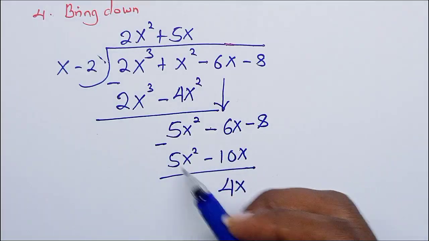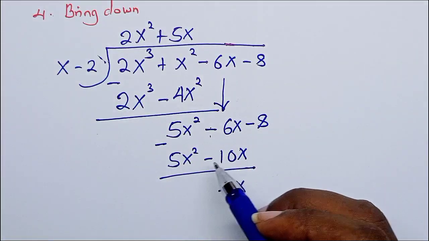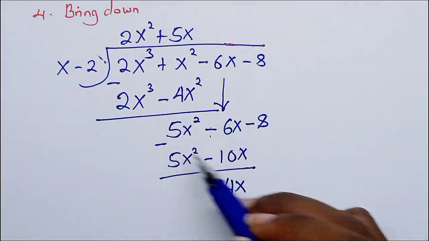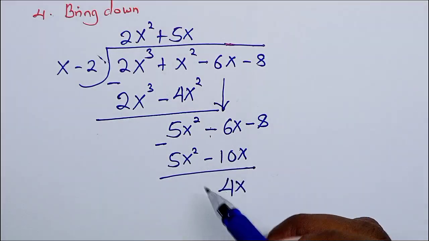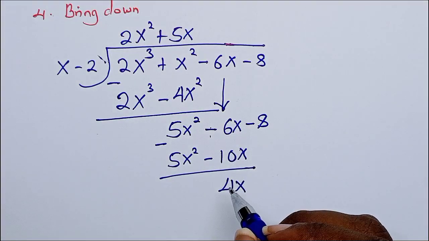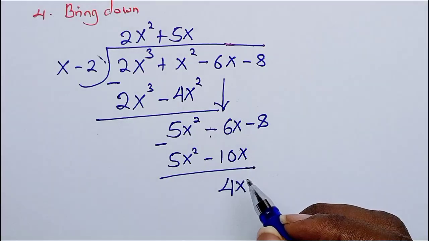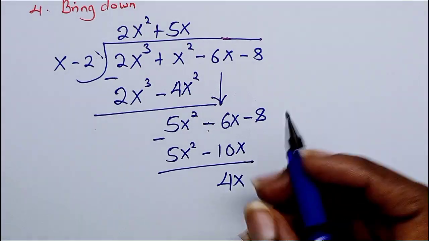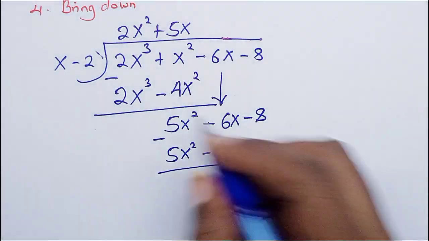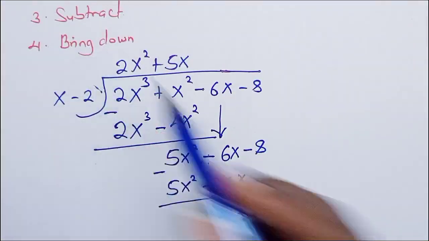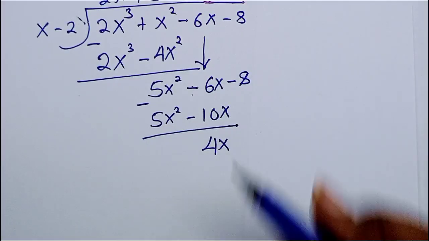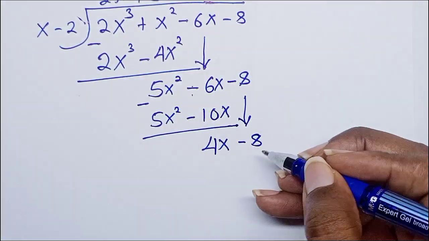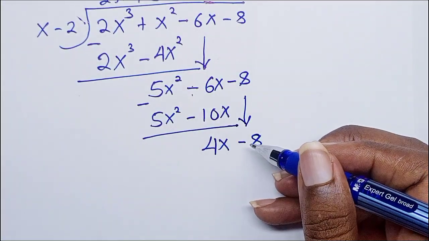You could have done it directly from here. 5x minus 5x, 0. Minus 6x minus 10x, 4. But to some students, that's confusing. That's why I prefer doing it on the side, so that you clearly see what you're working with. So we have 4x. Then after subtracting, you bring down the remaining term, which is minus 8. You bring it down here. So we have minus 8.